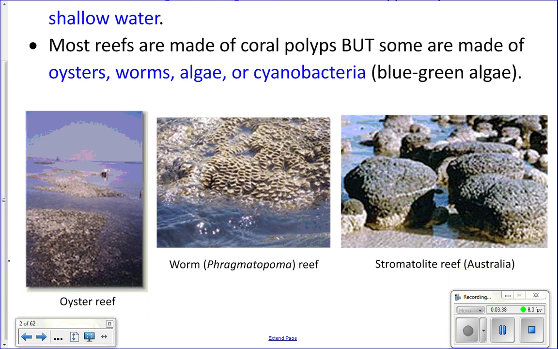Okay, so you get oyster reefs. That is this picture right here on the left. You also get reefs that are formed by worms. So the middle picture is a worm reef. Basically, worms can form rocky tubes that they live in, and they grow on top of each other and can form reefs. And then you also have blue-green algae, cyanobacteria, that can form reefs. They're called stromatolites, found in Australia. But most of the reefs that we find worldwide and are most familiar with are formed by coral, right? The ones that we like to snorkel on, super pretty, those are formed by coral.